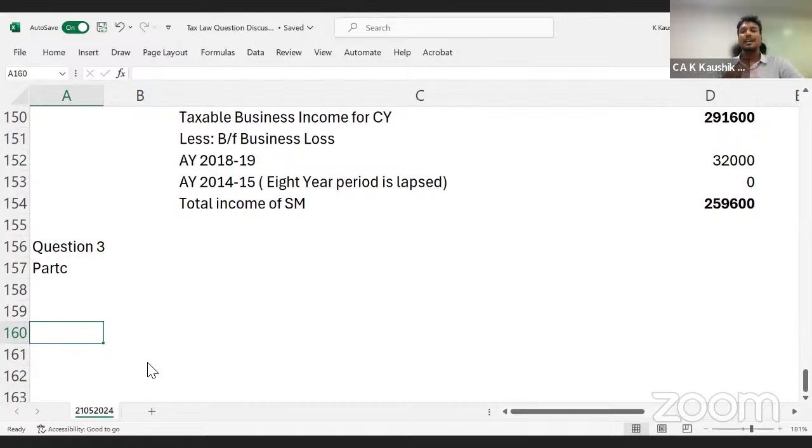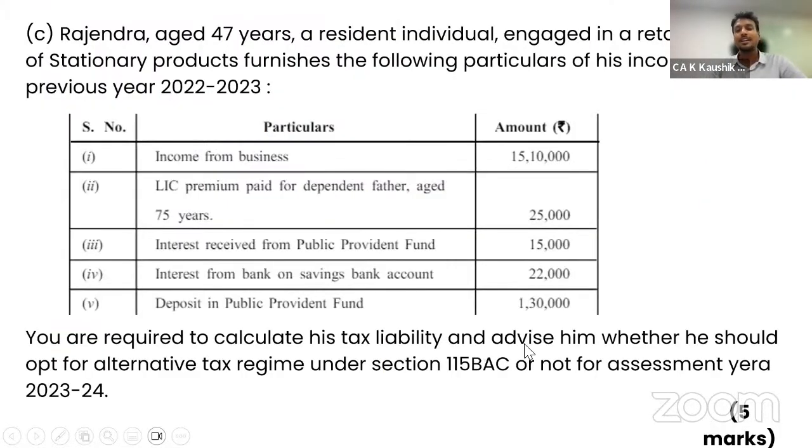If somebody reads that you are required to calculate tax liability and advise him whether he should, and you miss the word "whether he should", if you're required to calculate tax liability under the alternative tax regime under section 115 BAC, you will assume and jump to calculate only 115 BAC and come back. Then you would have calculated either under the new regime or under the old regime. So reading this end part, what they're expecting is the main thing. And then look at the facts.